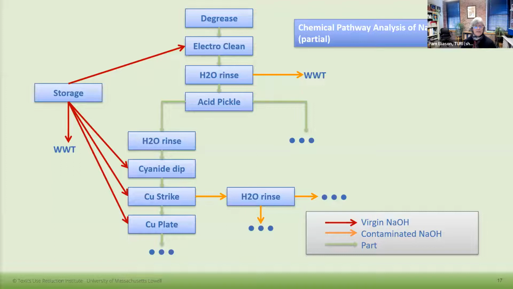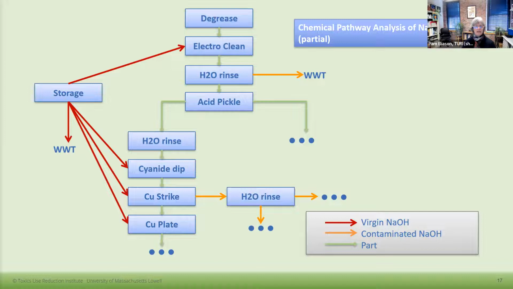So here is a chemical pathway analysis for sodium hydroxide in a plating operation. And so we're just looking at one of the chemicals associated with this operation, and it's shown with that red arrow. So it's being stored somewhere and then delivered to a number of different steps within that process. And it's also going to the wastewater treatment facility on site. So this is using color to make it very clear which chemical we're talking about.